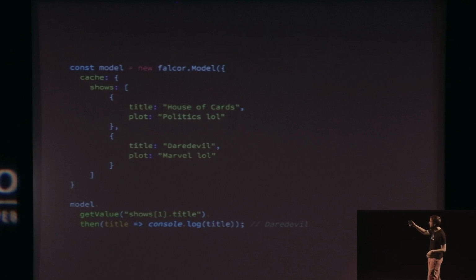You use model.getValue and then something, right? So as you can see, it's pretty straightforward, right? And you just treat all of your data this way, okay?